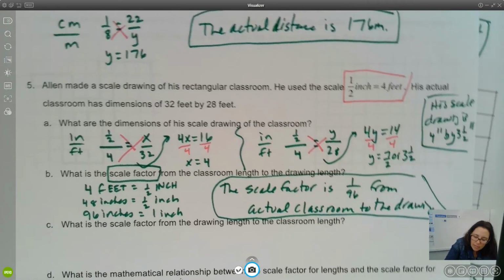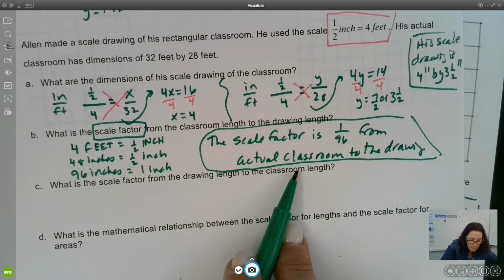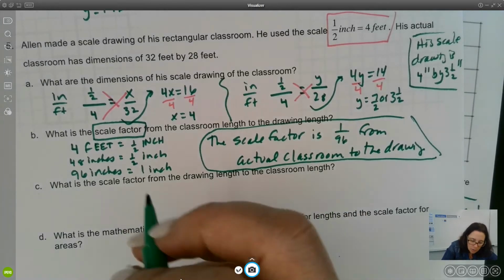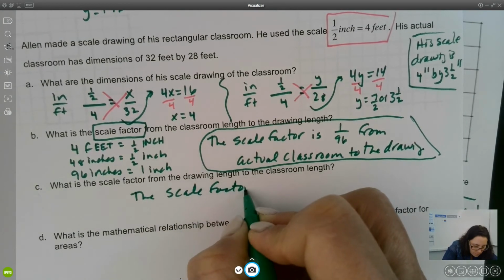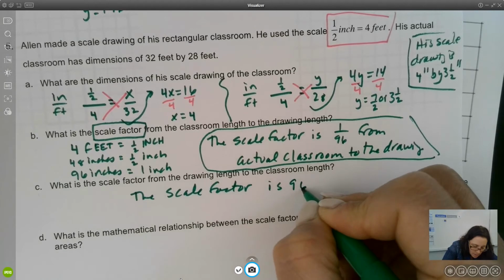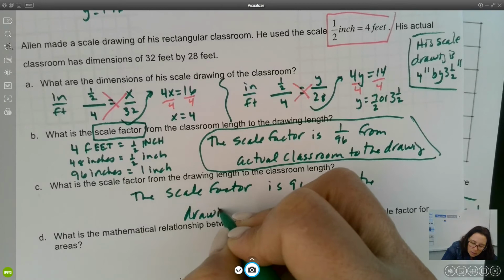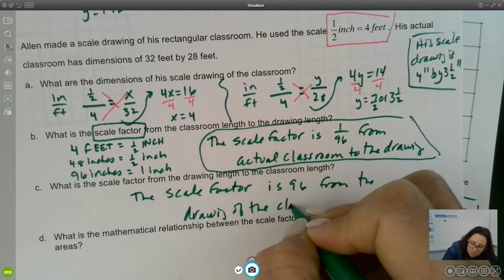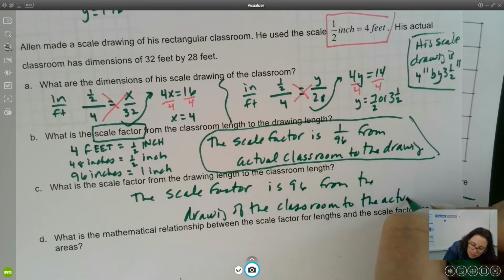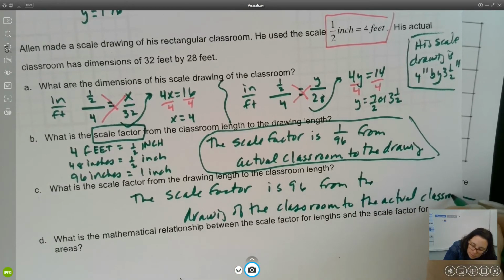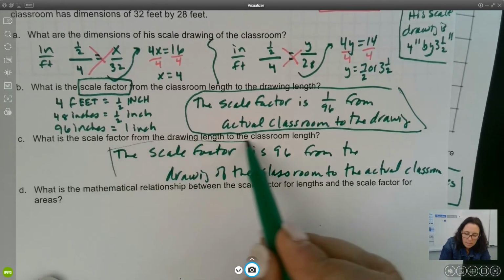Okay, what is the scale factor from the drawing, so small, to big? Okay, so we're just going to flip this 1/96 over. The scale factor is 96 from the drawing of the classroom to the actual classroom. All right.